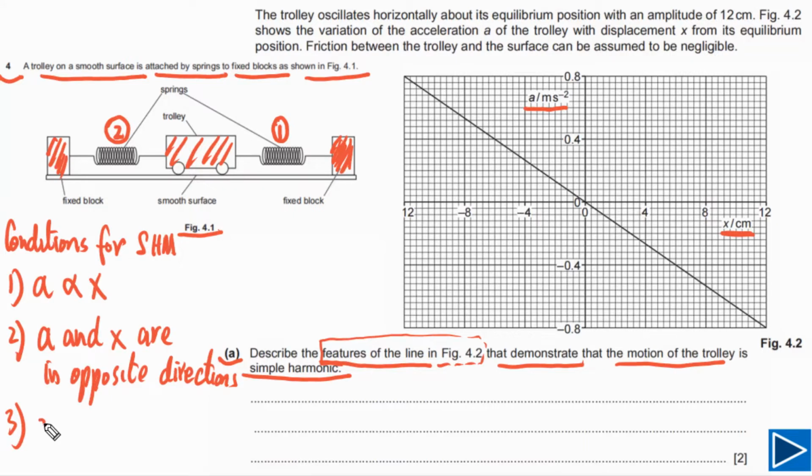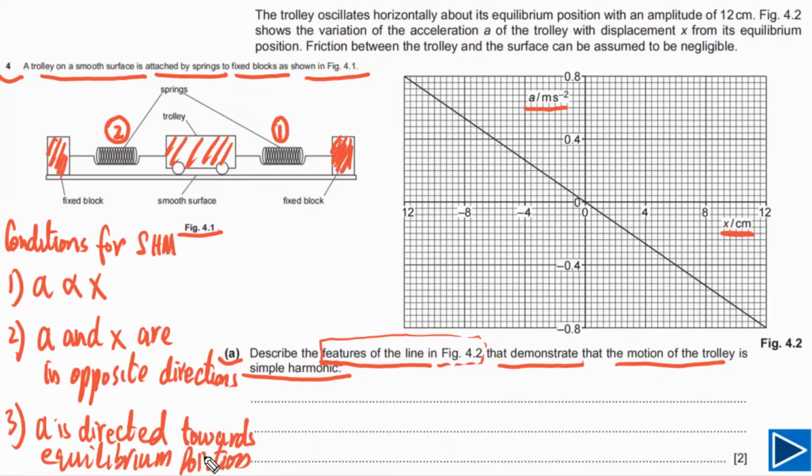And the third condition is that a is directed towards the equilibrium position. It means the direction of acceleration is always towards equilibrium. So these are three basic conditions. We can also write down these conditions in just one equation. We can simply write a equals minus omega squared x.